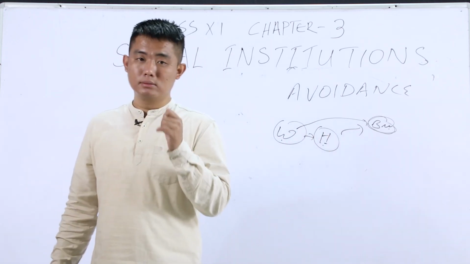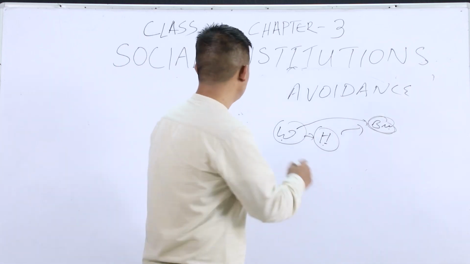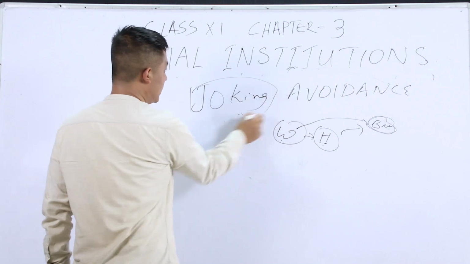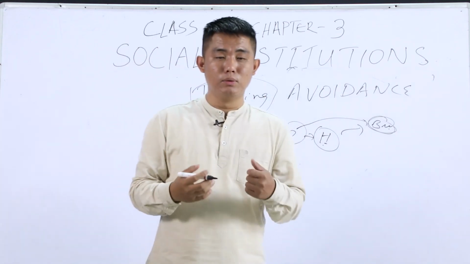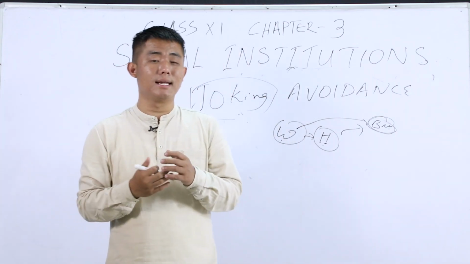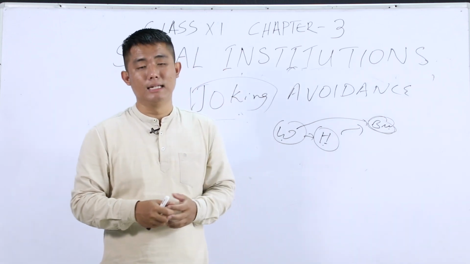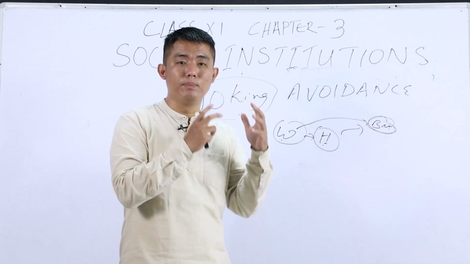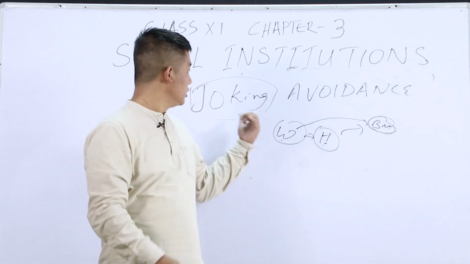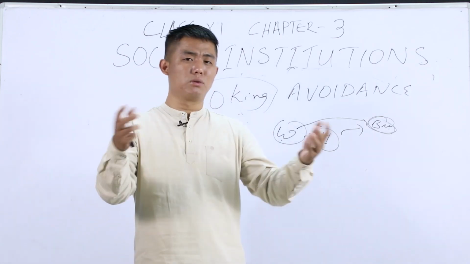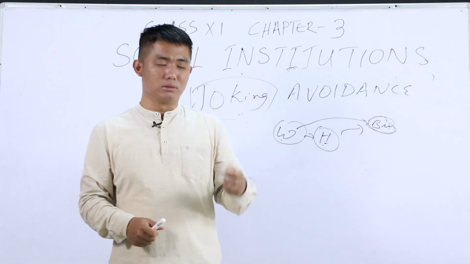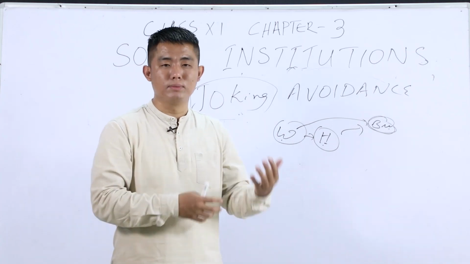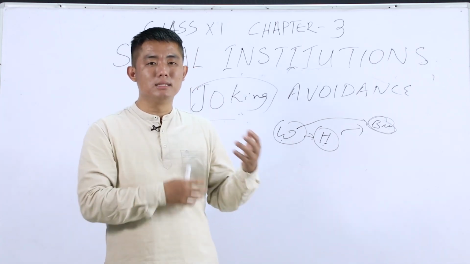The next is joking relationship, J-O-K-I-N-G. When I say joking, you will be thinking of it in a very funny way. Yes, it is. There are some relationships built on jokes and all the stuff. You can crack jokes with those people, right? For example, me and my grandfather, we keep constantly cracking jokes with each other, and this is the relationship that we have.